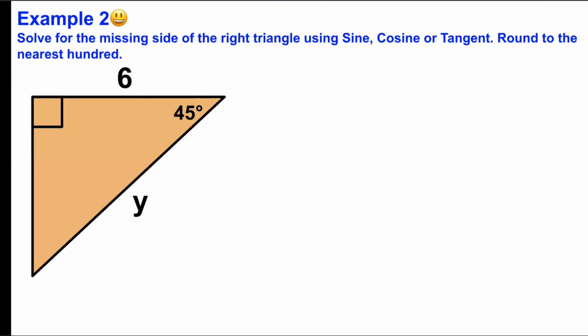Now, next example, example number 2. We have the same exact problem. Instructions meaning to solve for the missing side of the right triangle using sine, cosine, or tangent, round to the nearest 100. Okay, so again, let's go ahead and analyze first what information is given. Before I continue, let me go ahead and give you a minute to copy this down. Okay, so let me go ahead and continue. Let me bring my tools back up here.